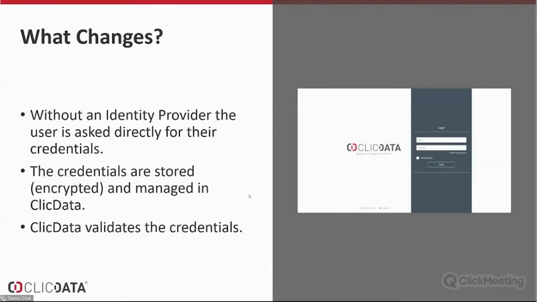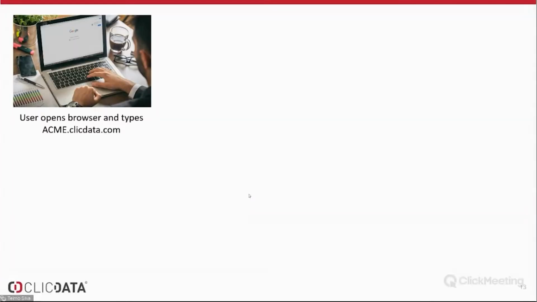But what happens if you are on a single sign-on? So the user opens a browser and types, let's say, acme.clicdata.com. Well, that comes to our servers, and we say, well, this company Acme that has this domain actually does not want to use our own ClicData security. They want to use an identity provider security.